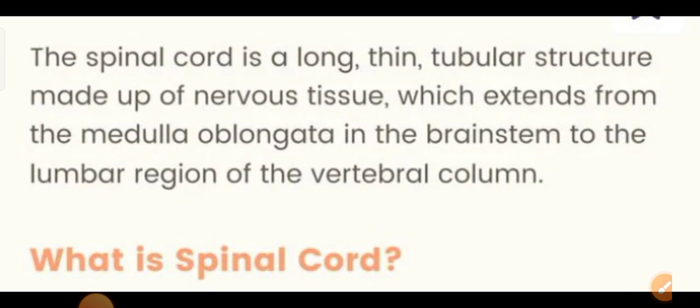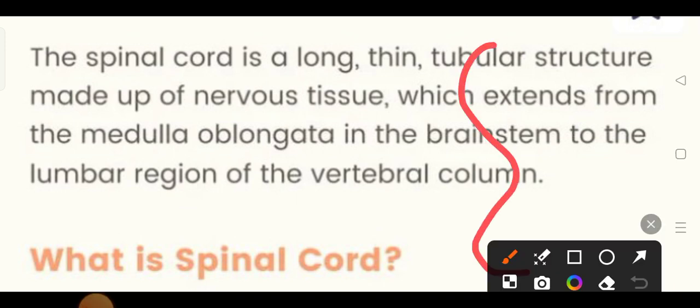Physiology is the functioning of the organs in our body system. Anatomy is the structural part; it deals with anatomical locations, parts, and everything like that. So here, the anatomy of the spinal cord.